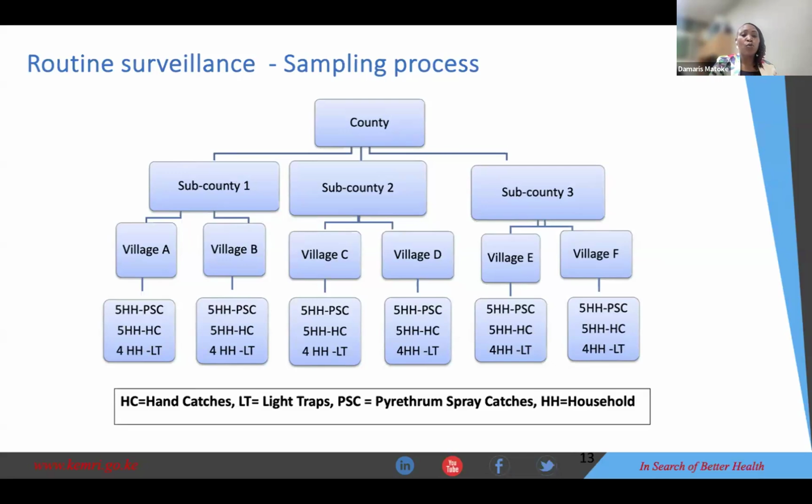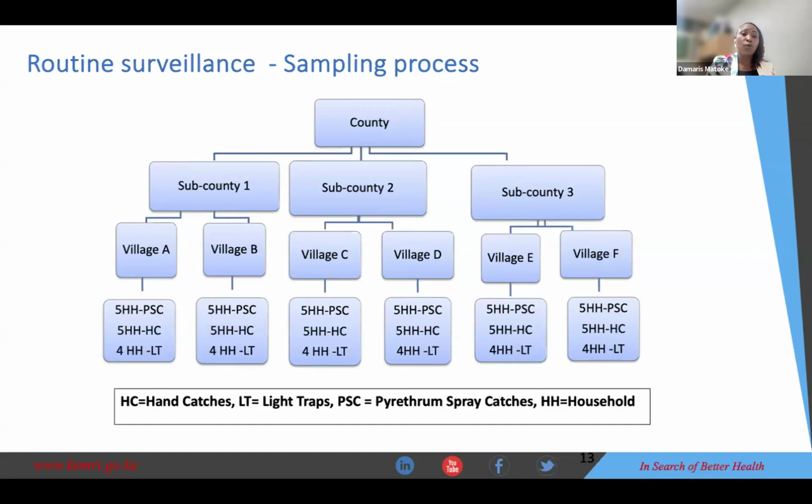Then we are able to go to the sub-counties, and in each sub-county, we pick 2 villages, and in each village we are able to roll out around 40 sampling points using the various tools. We do PSC, human landing catches, light traps, and also larval collections. This is how we do the sentinel sites routinely. We do this during the dry seasons. We also monitor during the long rains.